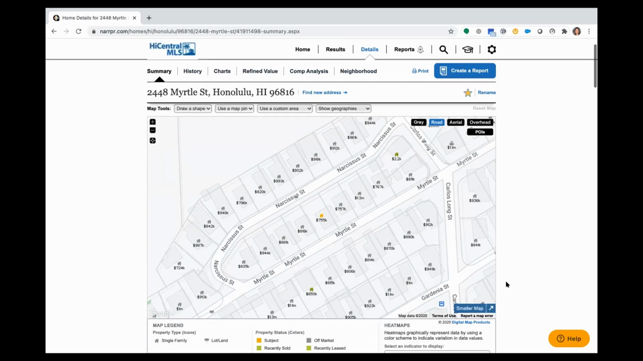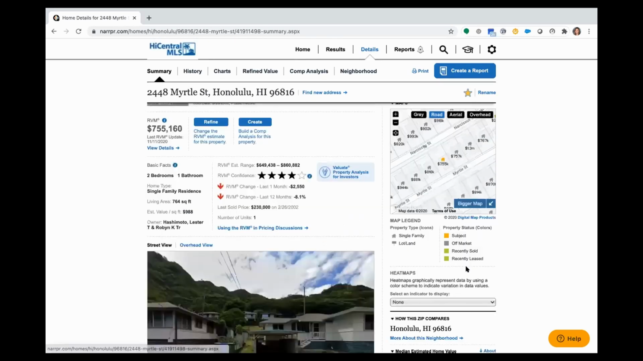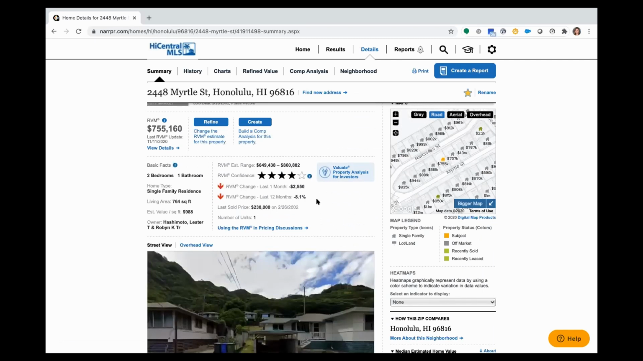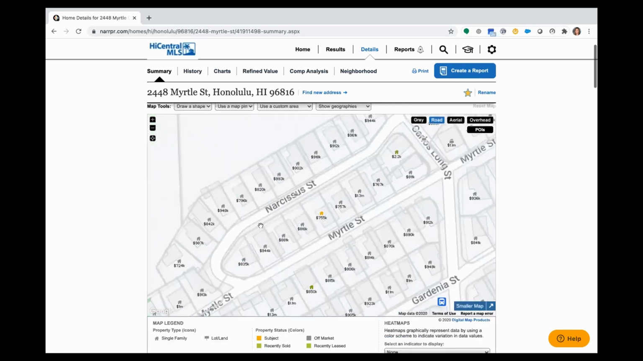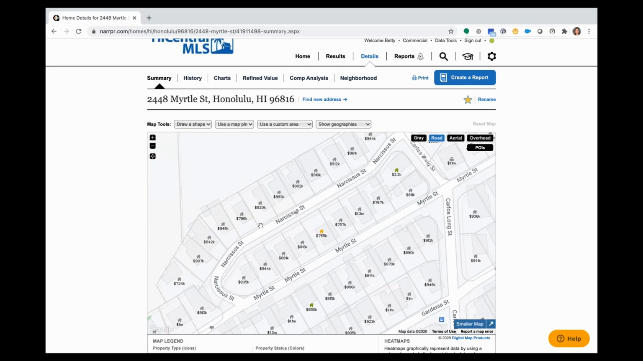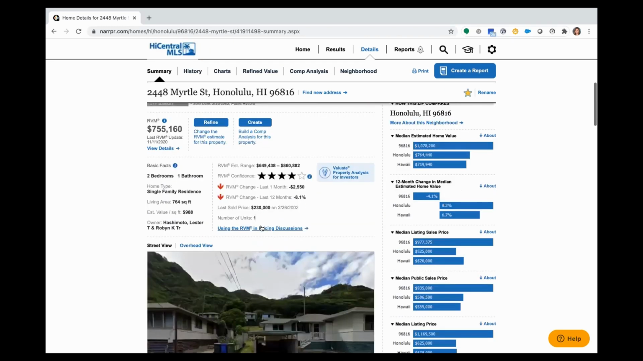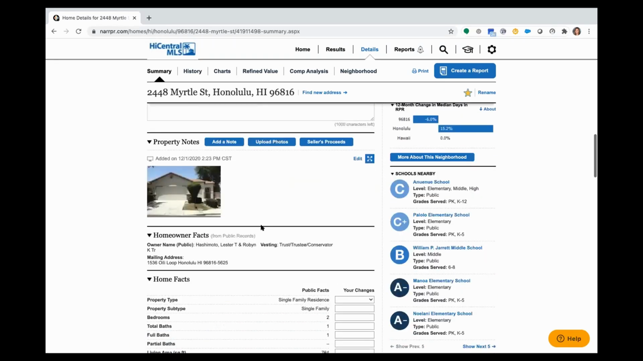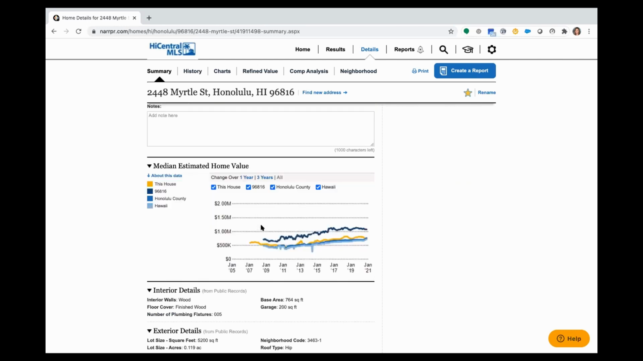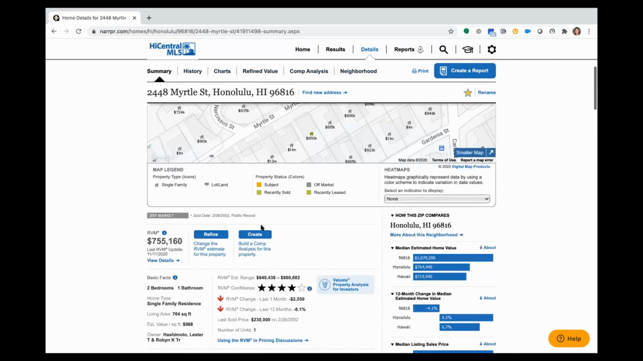If I shrink the map again, when you look at the summary of a property, you have the map on the right hand side, right at the top of that property summary. We have a link on the lower right hand side that says bigger map. That expands the map view and throws all of the property information down below it, so you don't lose that data, it's just underneath.